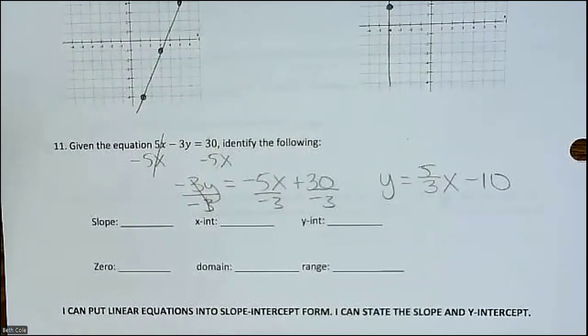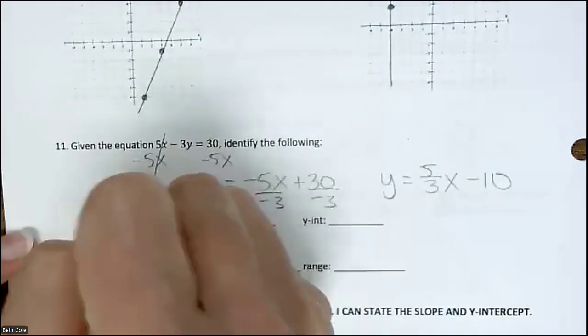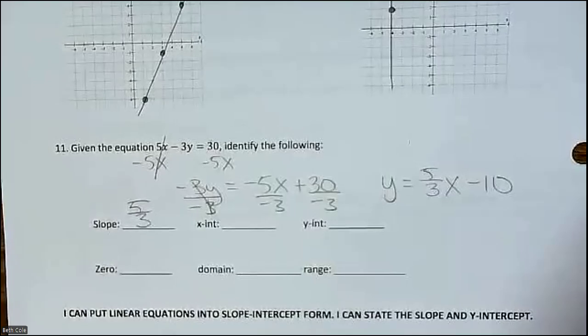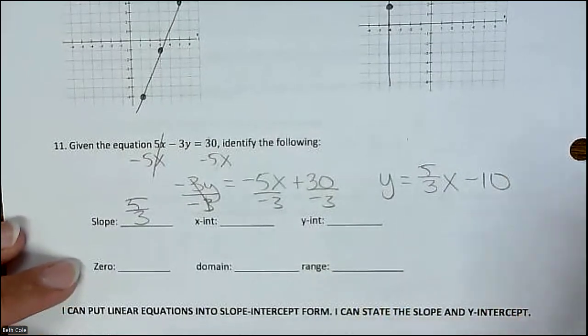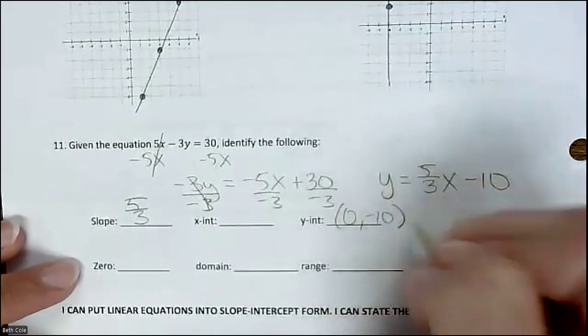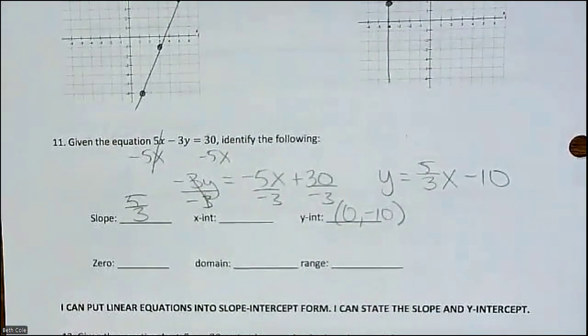That was the whole point of doing that. 5 over 3 is your slope. Good job. And your y-intercept is -10. And again, if you just write -10, for heaven's sake, I'm going to mark it correct, but it's 0, -10.